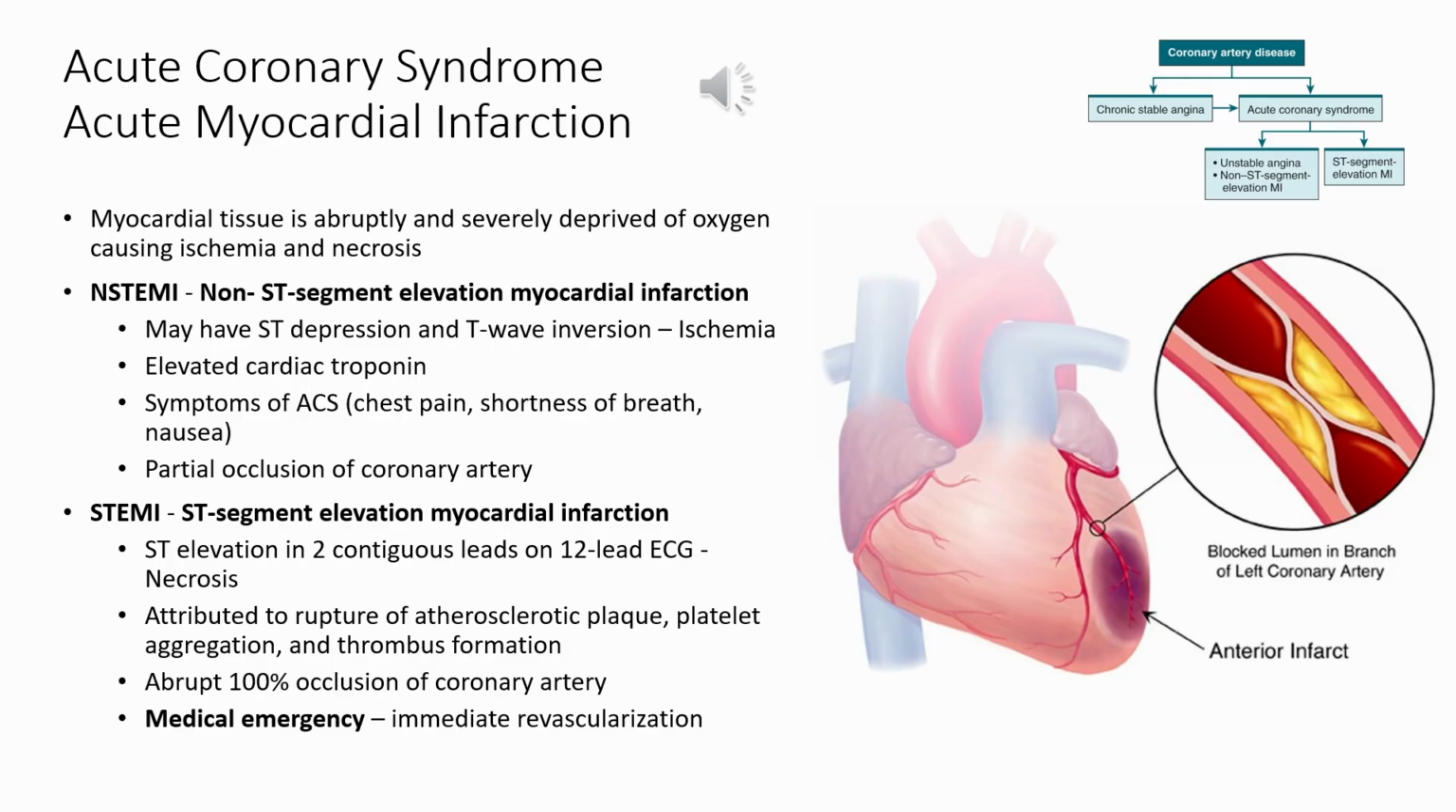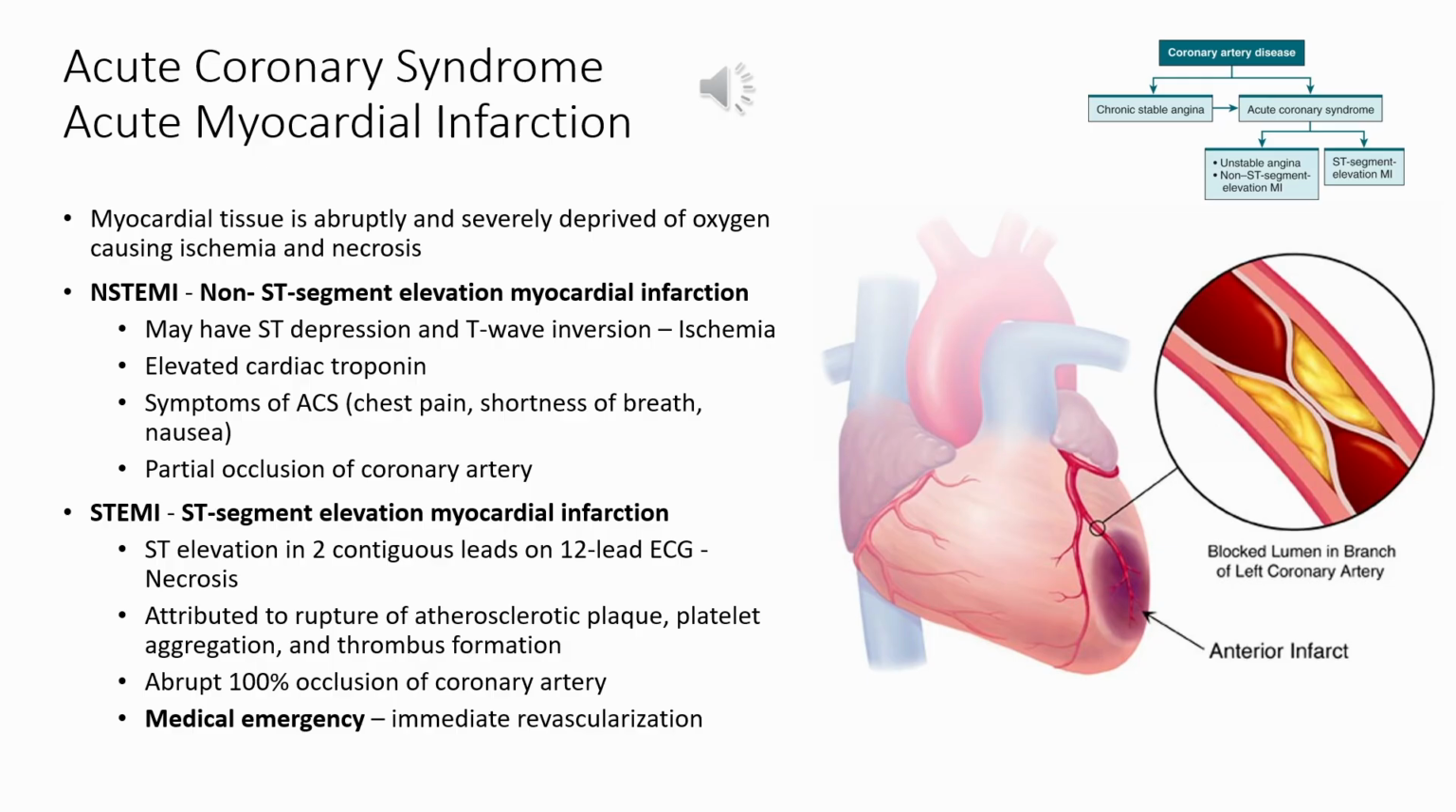With a STEMI, there is complete and abrupt blockage of a coronary artery, usually due to the rupture of an atherosclerotic plaque, platelet aggregation, and a thrombus formation. Because blood flow is entirely cut off, immediate revascularization, either with thrombolytic therapy or a percutaneous coronary intervention, or PCI, is critical to restore perfusion and to limit the extent of heart muscle damage.